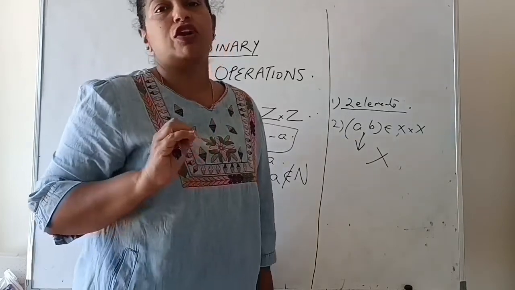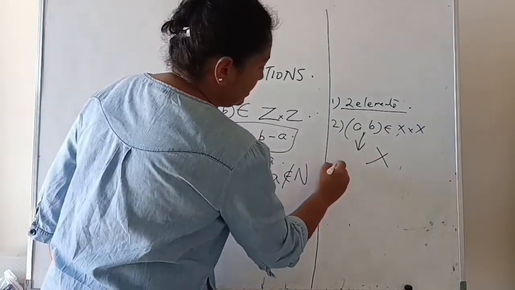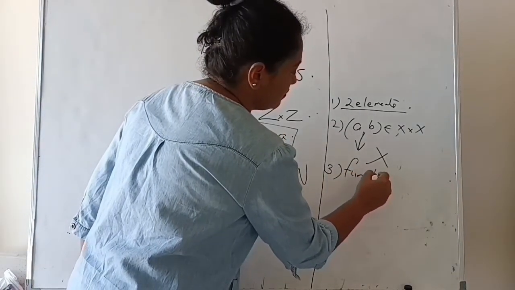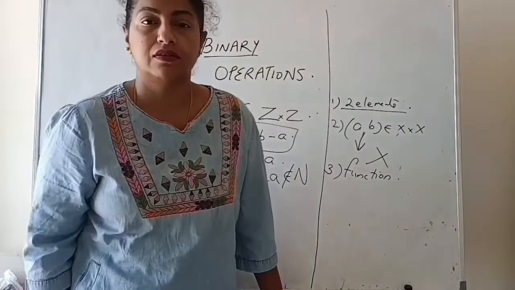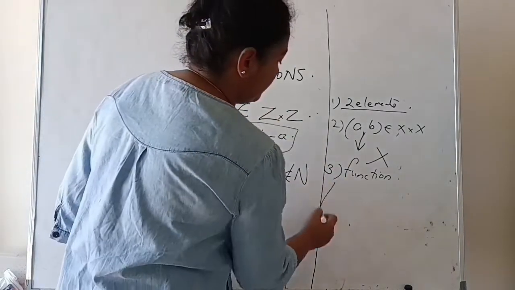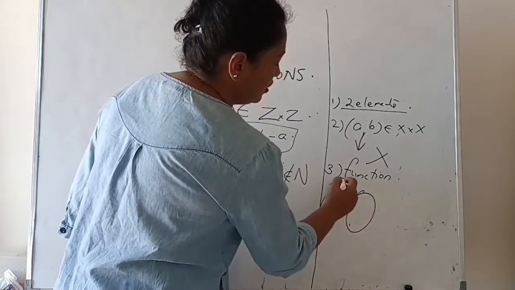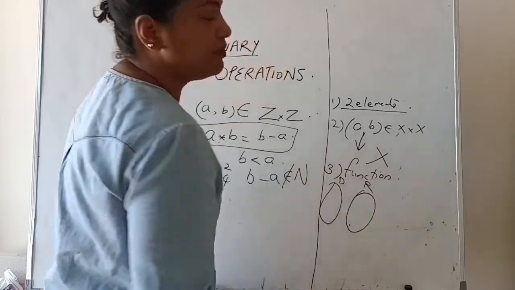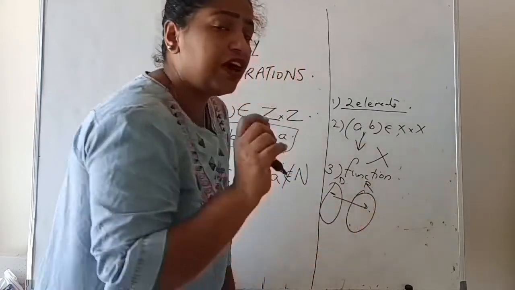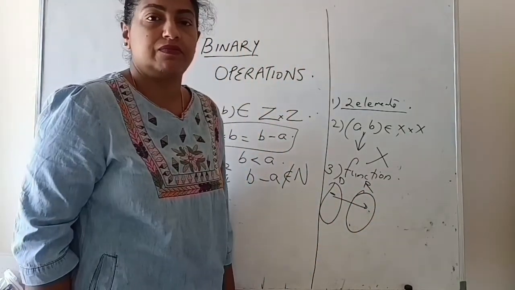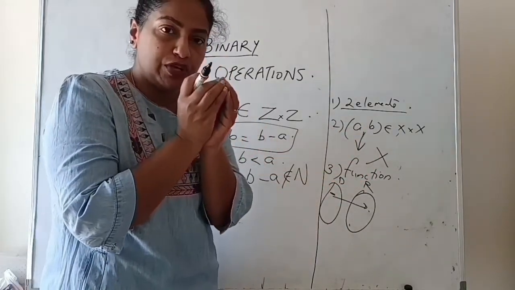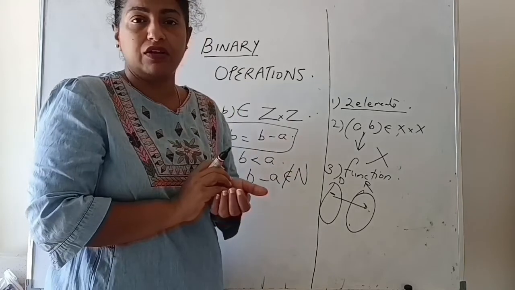Okay. Now, what is the third condition for an operation to be binary? This binary operation which I am defining should be a function. What do you mean by a function? A function is a relation between two sets, which are represented by domain and range, and every single element in the domain has only one unique image in the other set. Correct? So, for an operation to be binary, that particular operation has to qualify as a function.